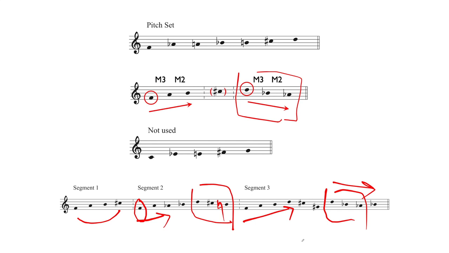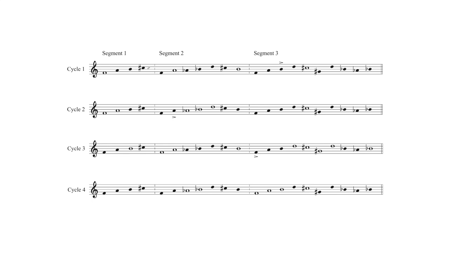So you see here our melodic line consisting of three segments, and it is repeated four times. This is the same melodic line. And then you see some whole notes. Some notes are written as whole notes. This one, this one, this one.